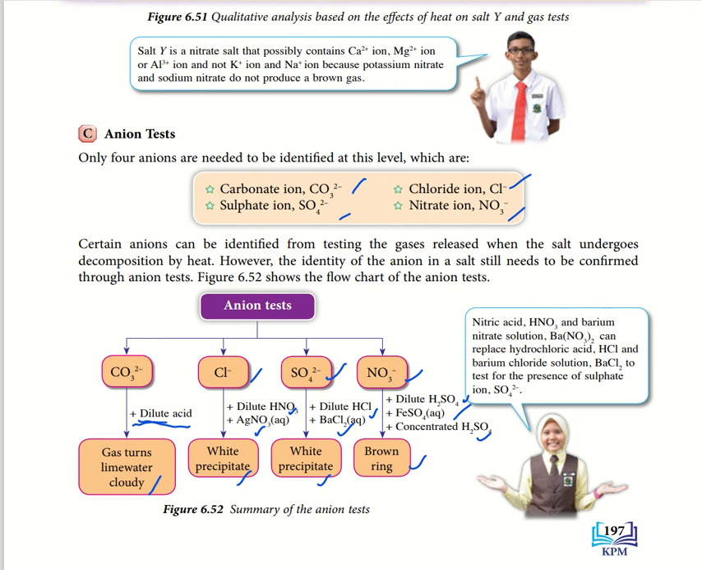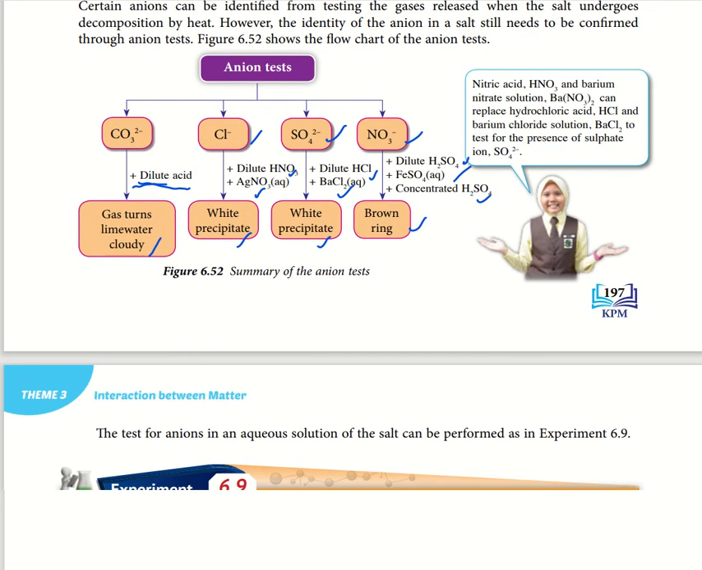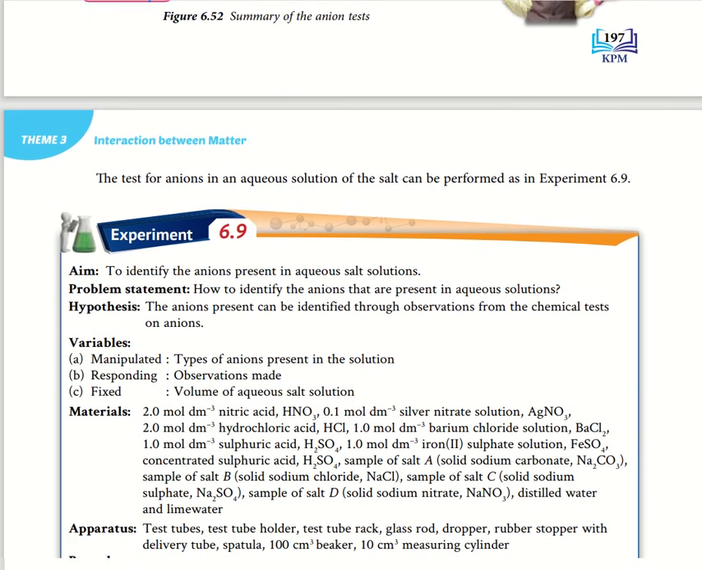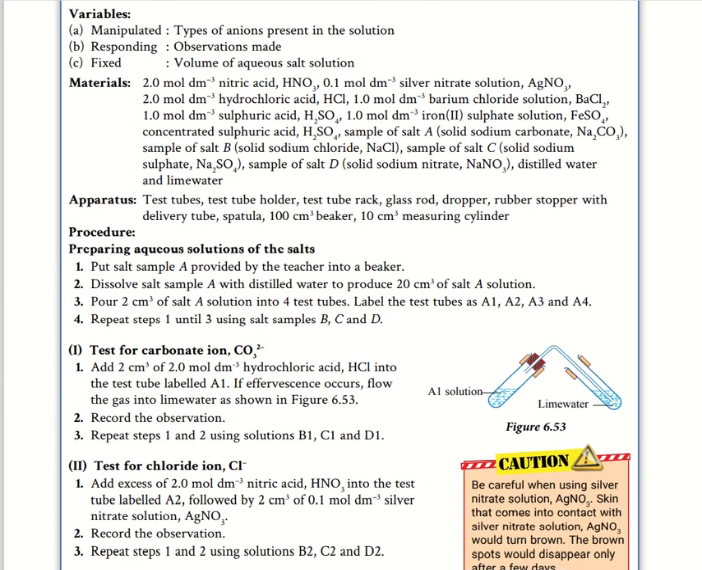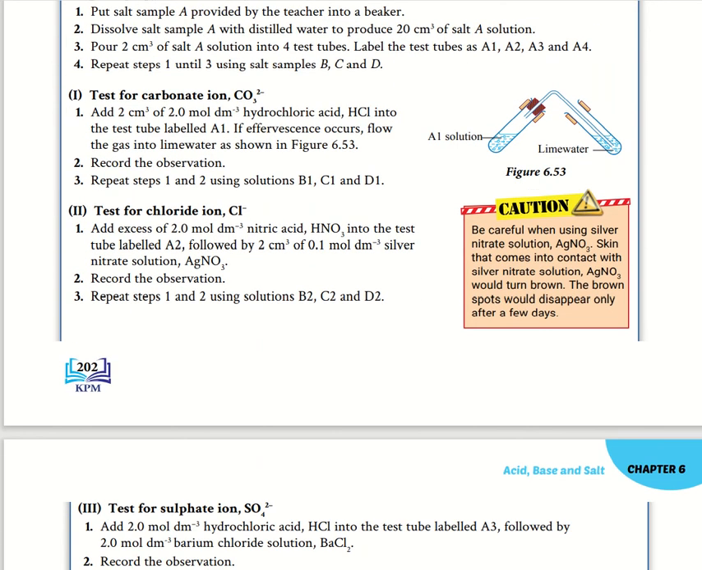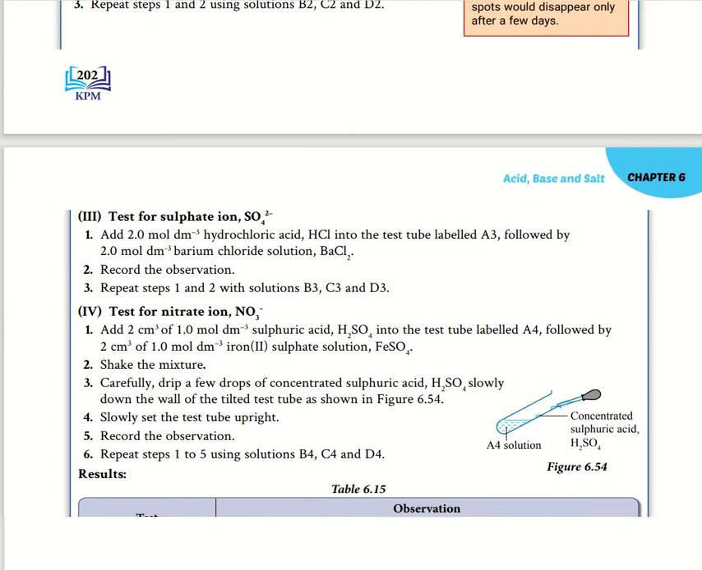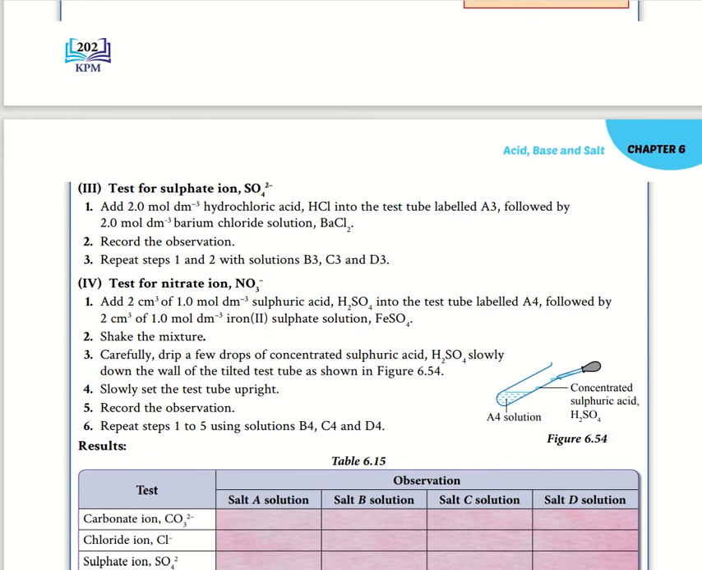Okay, these are the anion tests. This is the experiment for the anion test. See, test for carbonate, for chloride. For the experiment, you just see the molarity. And here are the reagents just now, for nitrate salt.